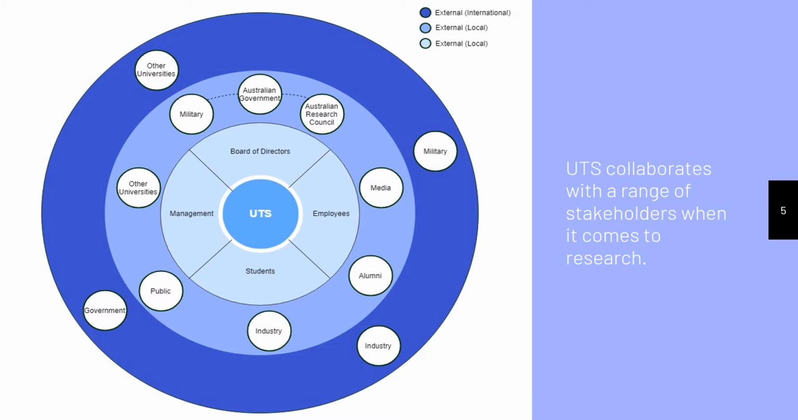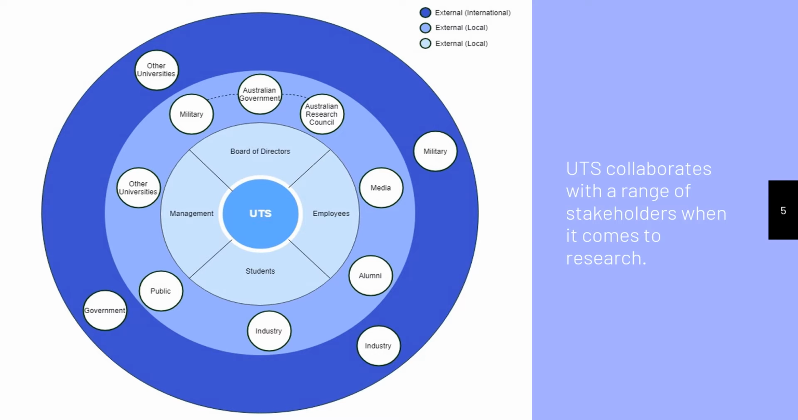The diagram shows all of the stakeholders. In the middle is UTS, and as you go further out of the diagram, you get further away from UTS, with the outer ring being international stakeholders. I'm just going to discuss a few of the more interesting stakeholders that I found along the way.